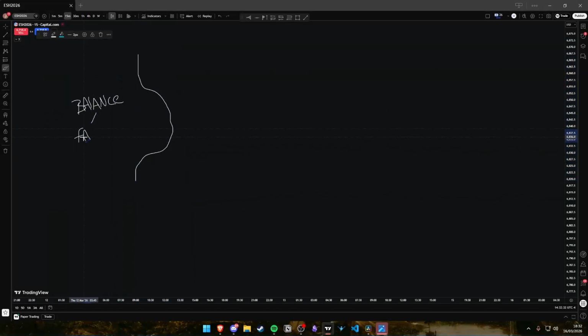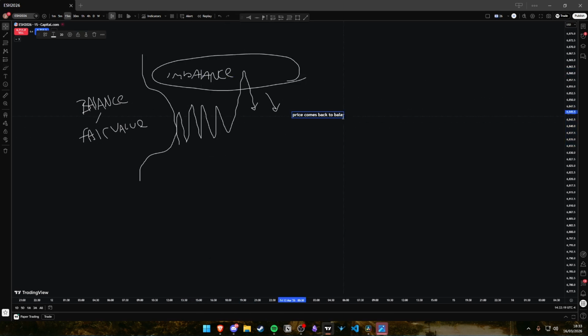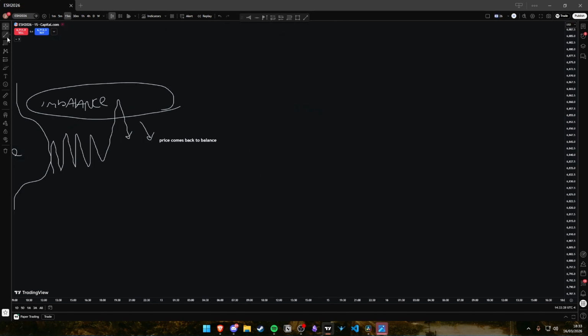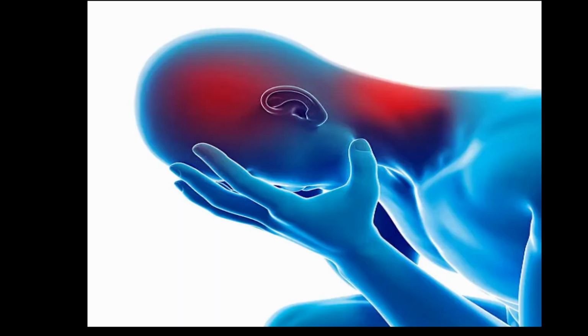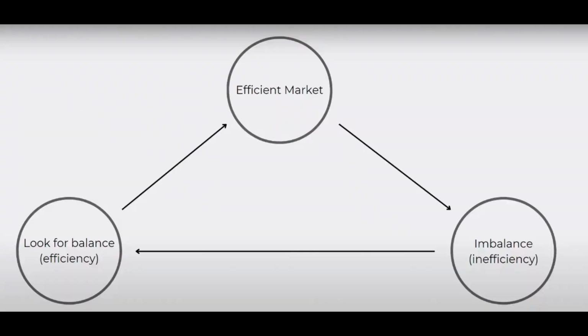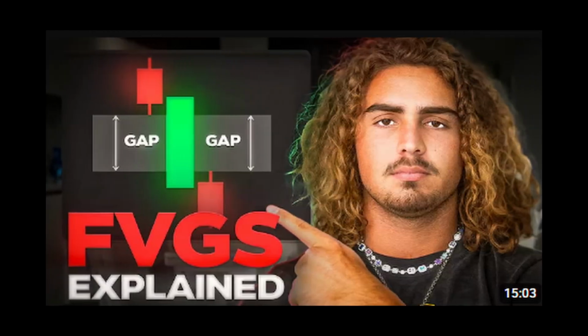Like I said, it's just price moving from balance to imbalance, back to fair value, whether that's the same fair value as before or a new fair value, and that's it. Don't overcomplicate it. You don't even need to use a volume profile to see when price is in balance or imbalance, right? Fair value gap.